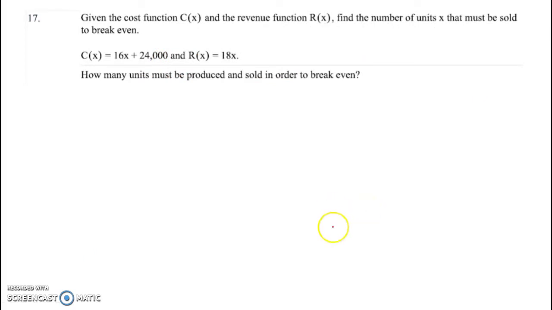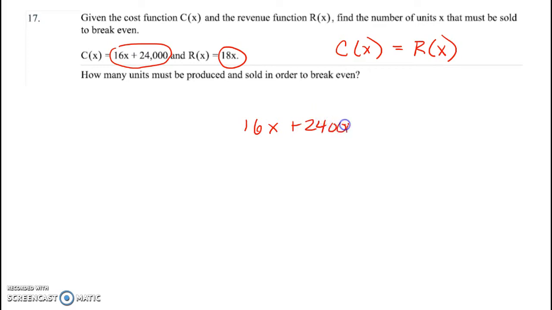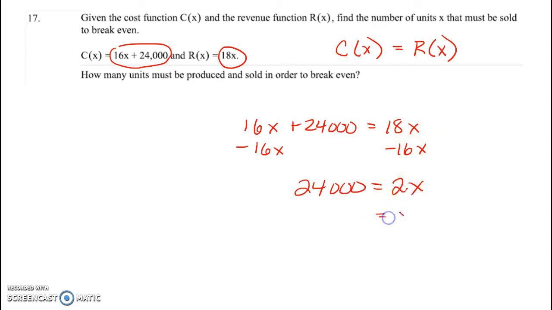Number 17. Given the cost function C of x and the revenue function R of x, find the number of units x that must be sold to break even. All right, break even means that your costs exactly equal your revenue, your money coming in. They gave us a function for the costs, they gave us a function for the revenue, we set them equal. 16x plus 24,000 equals 18x. I need to subtract 16x from both sides. 24,000 equals 2x. Divide both sides by 2. And we get x equals 12,000. That's the number of units that we must sell in order to break even.